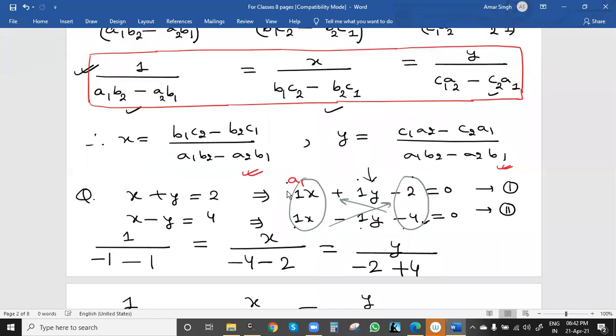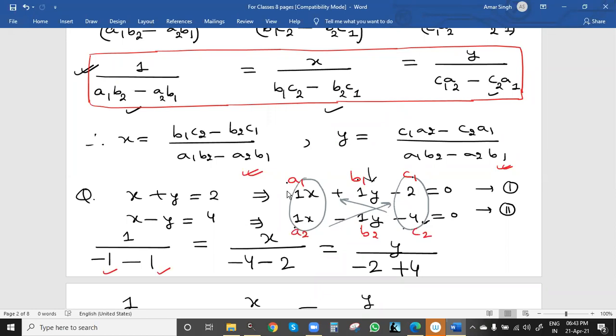You can write in pencil the same values, A1, B1, C1, A2, B2, C2. So that will be easier to write. So 1 by A1, B2 minus A2, B1. First write the formula, then we put the values. A1, B2, so 1 into minus 1, minus 1. And minus A2, B1. A2 will be this one, 1 into 1, 1. So 1 minus 1 minus 1. Okay, fine. Minus 1 only.